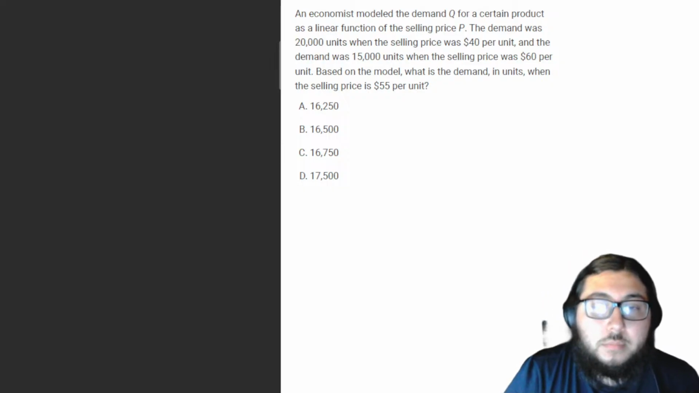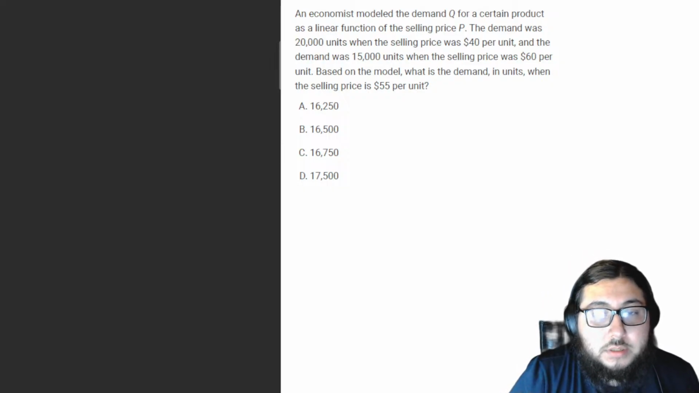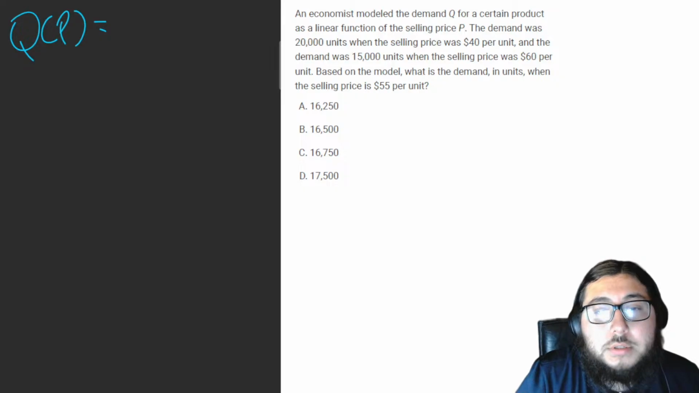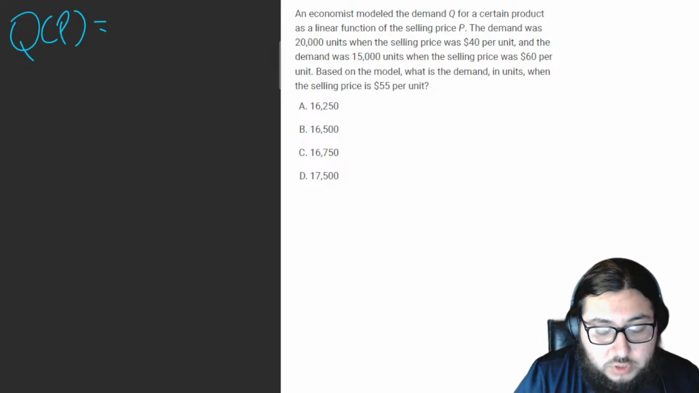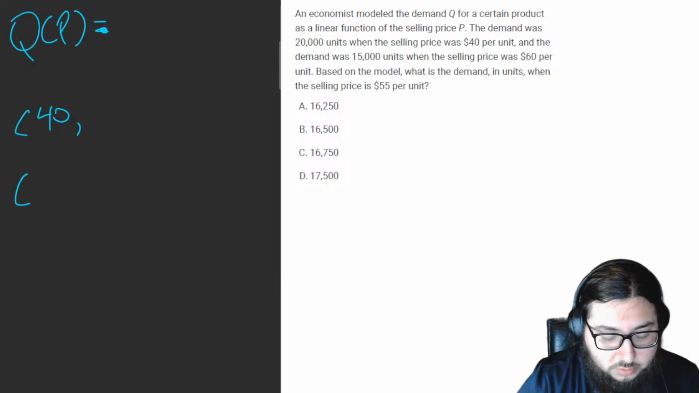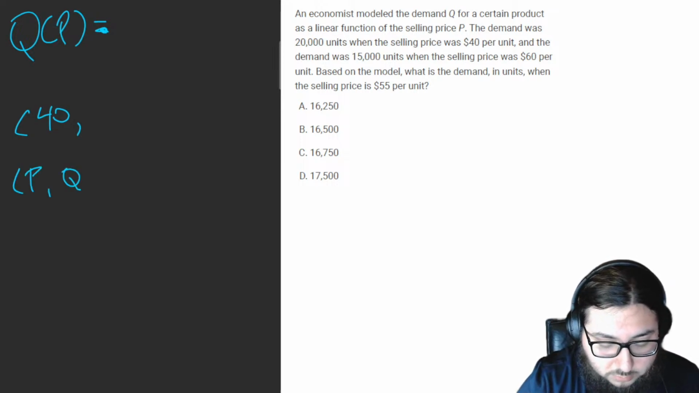An economist modeled the demand Q for a certain product as a linear function of the selling price P. So Q is a function of P. Q of P is equal to, the demand was 20,000 units when the selling price was $40 per unit. So $40 per unit is P. So recall that it'll look something like P comma Q of P. This is our ordered pair. Secretly, the question is giving us P comma Q of P.